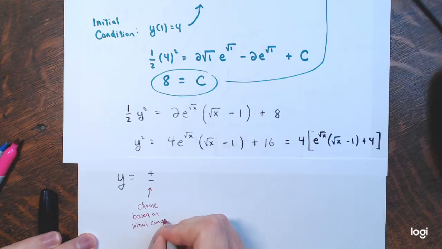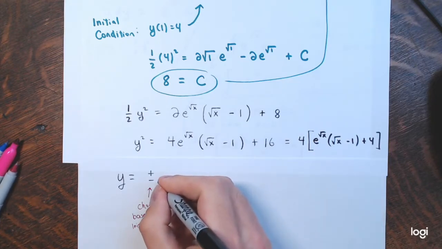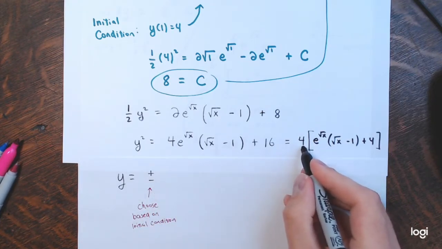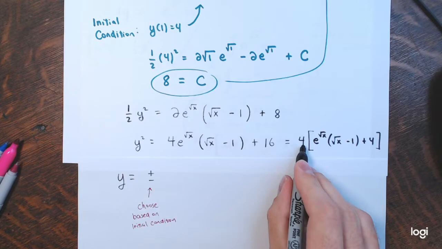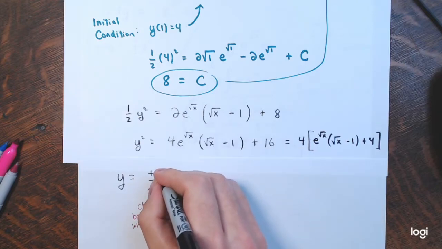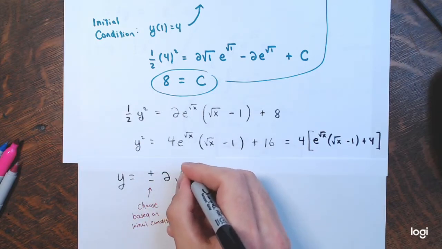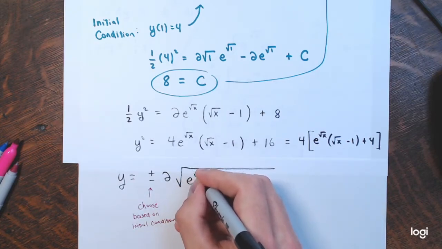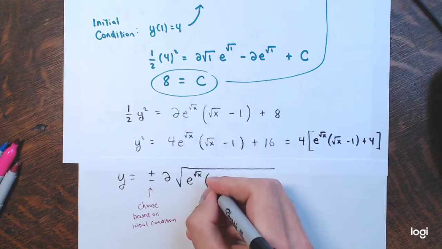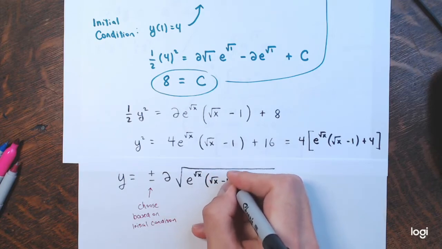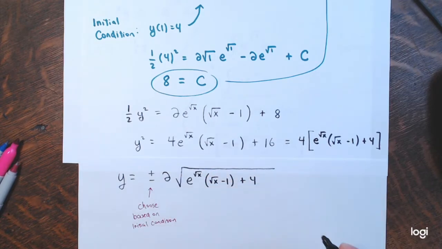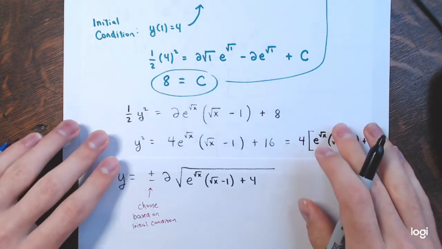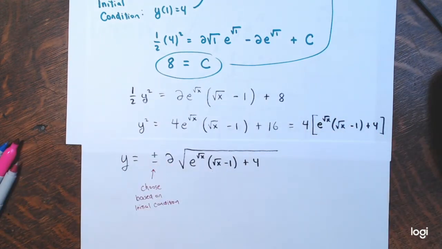All right, so I'll get to that in a second. So y equals plus or minus the square root of this. That's why I pulled the 4 out, because the square root of 4 is 2, and then times the square root of everything else, right? Times the square root of e to the square root of x times the quantity square root of x minus 1, and then plus 4. All right, it's crazy looking, but it is an explicit solution, but it's two of them. I've got to pick the right one.